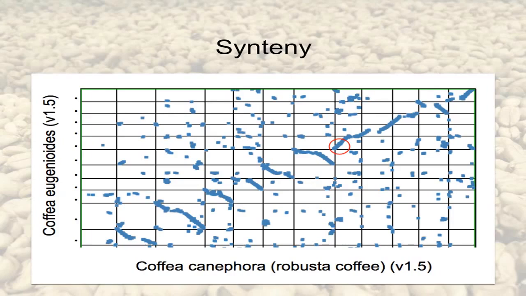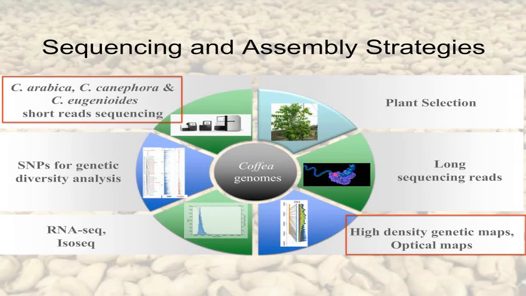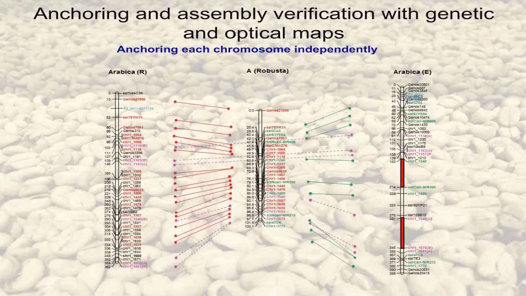We also compared the canephora genome to the Eugenoides genome, and we were expecting these to be pretty similar because previous work has found that they're quite similar. So you can see the 11 chromosomes from canephora on the x-axis and the 11 chromosomes from eugenoides on the y-axis. And these are just dot plots that show the comparison on a per chromosome basis. And there's pretty good collinearity between the two genomes, as expected.